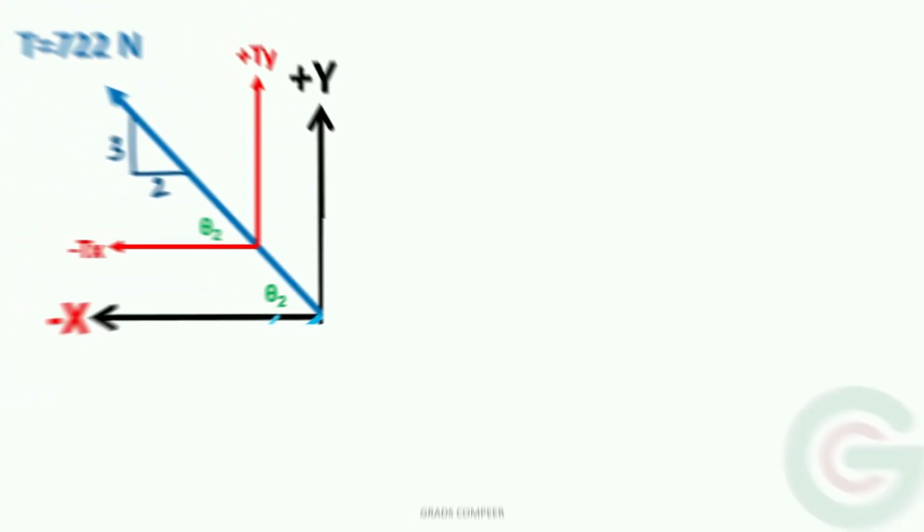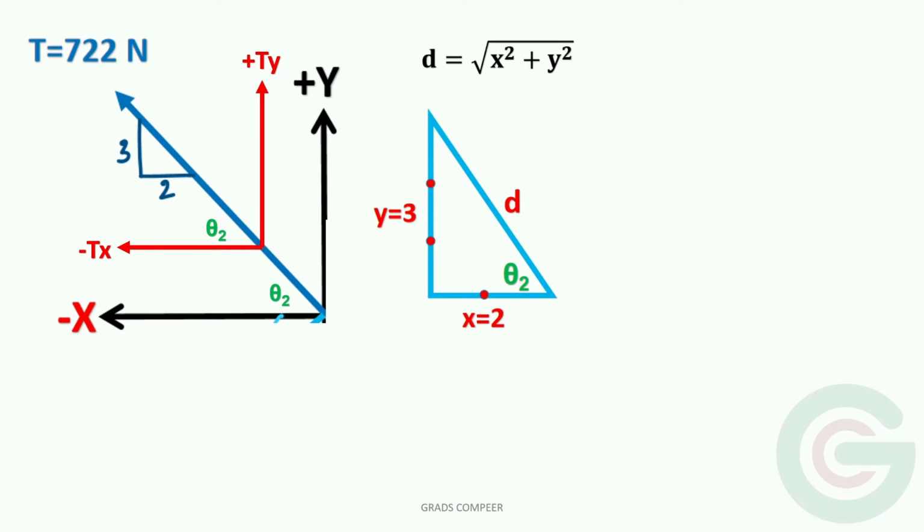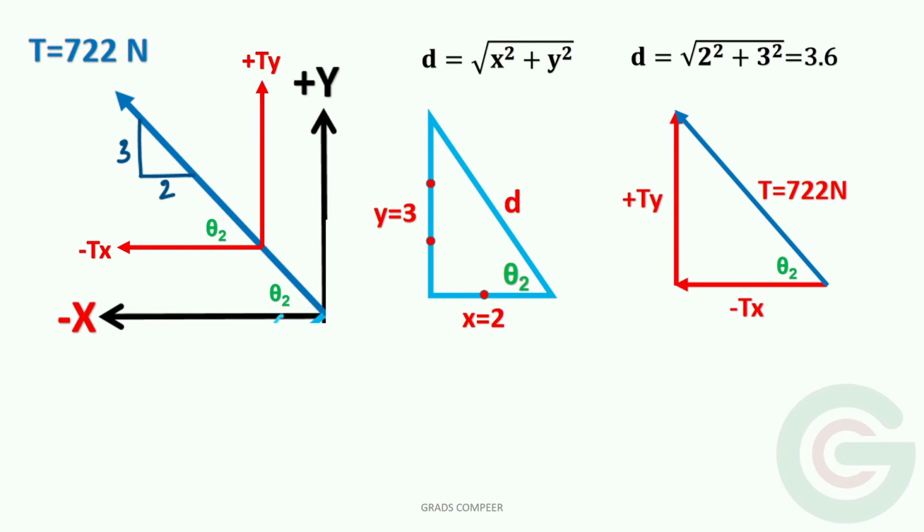There is another way to find the components of force T without finding the angle theta too. That is by using the slope triangle. For that, first we need to find the length of the hypotenuse D, which is equal to root of x square plus y square. Equating x equal to 2 and y equal to 3, we get D is equal to 3.6 units. This slope triangle will be in proportion with the force triangle. The x and y are called the distance components and Tx and Ty are called the force components. X and y are the distance components of D. Tx and Ty are called the force components of T.